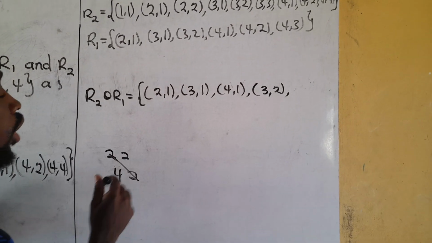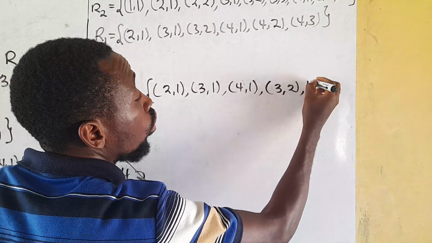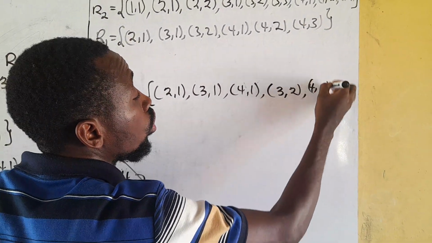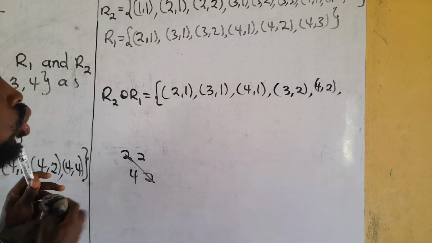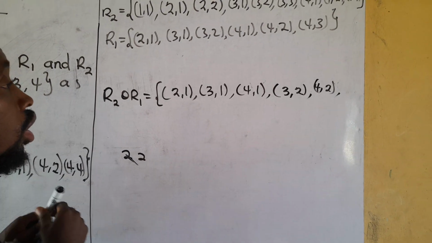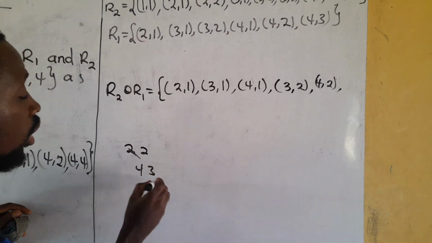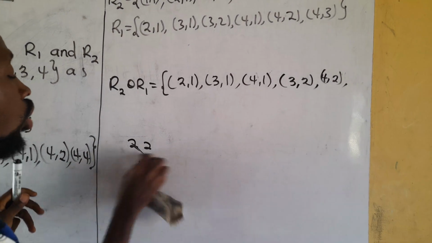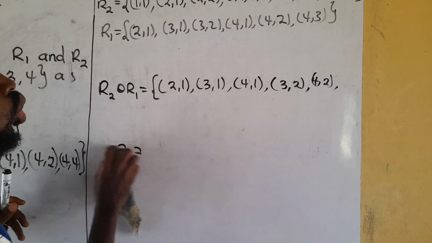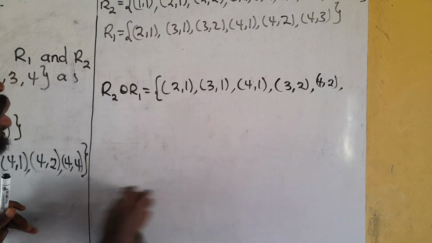Then we have the other pair 4 2. Then 2 2 against 4 3. There is no such corresponding, so we ignore. Now we are done with 2 2. We go for 3 1.